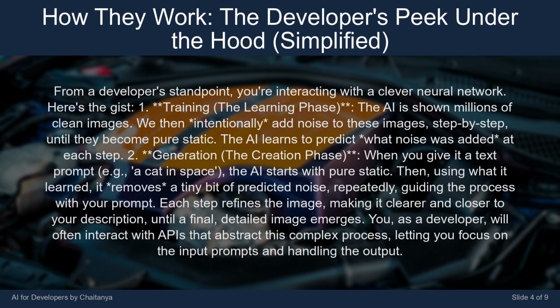2. Generation. The creation phase. When you give it a text prompt, e.g., a cat in space, the AI starts with pure static. Then, using what it learned, it removes a tiny bit of predicted noise, repeatedly, guiding the process with your prompt. Each step refines the image, making it clearer and closer to your description, until a final, detailed image emerges. You, as a developer, will often interact with APIs that abstract this complex process, letting you focus on the input prompts and handling the output.